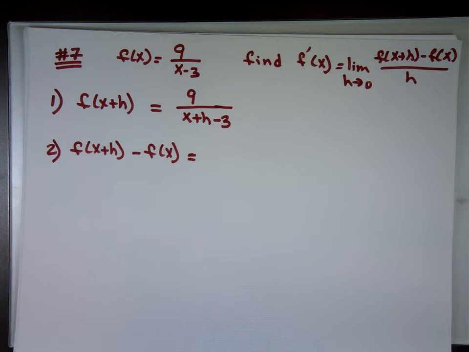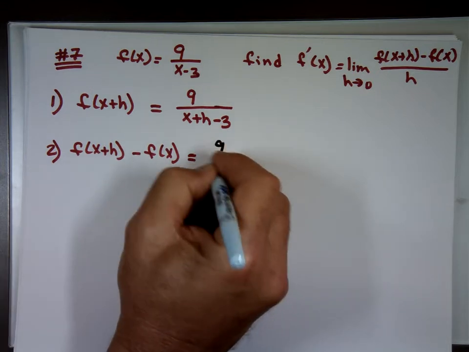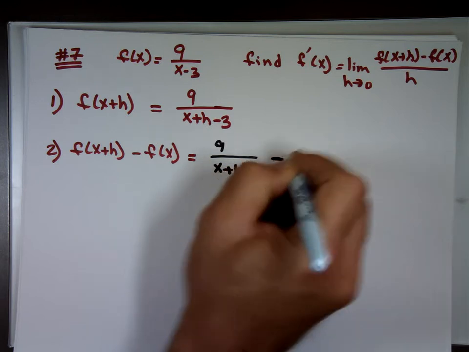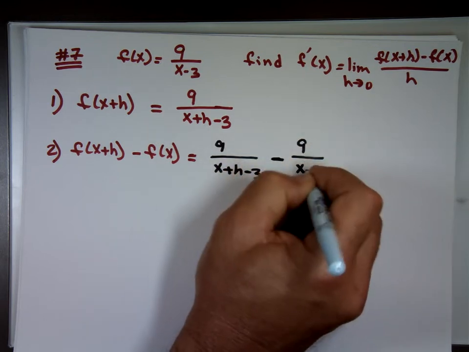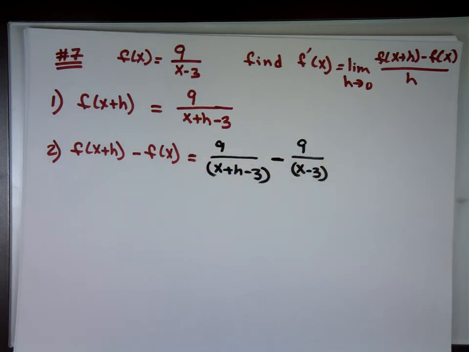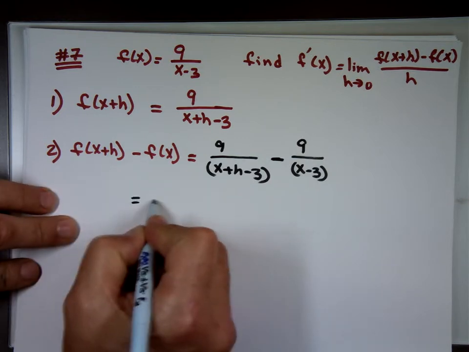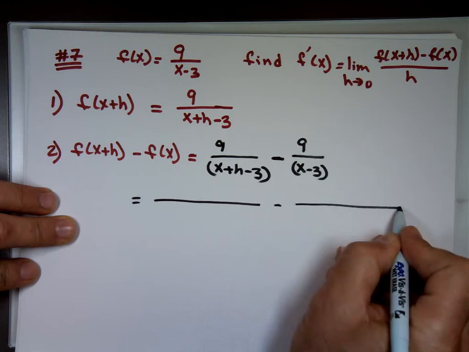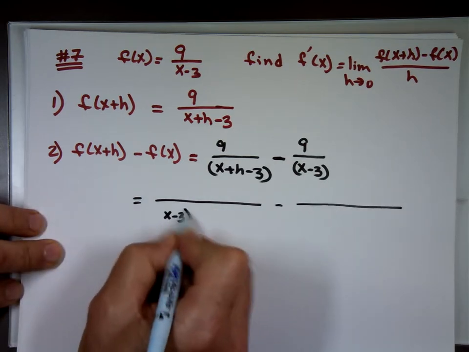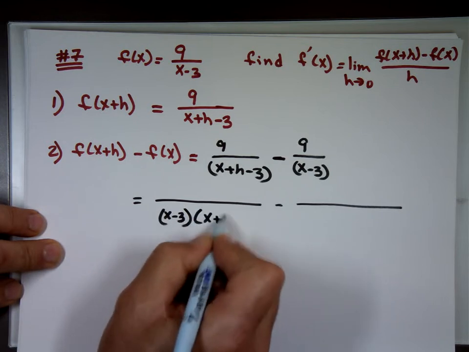This will be 9 over x plus h minus 3, minus 9 over x minus 3. Anytime you have a fraction, sooner or later you have to simplify that. So it might be to your advantage to find the LCD and simplify it right now. And what's my LCD? Yep, x minus 3 times x plus h minus 3, the product of the two different factors.